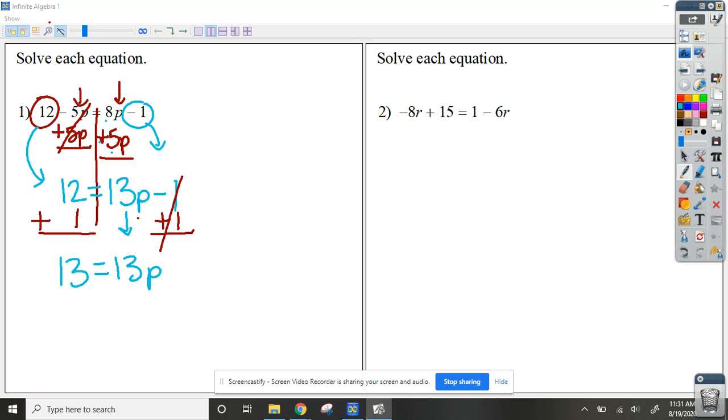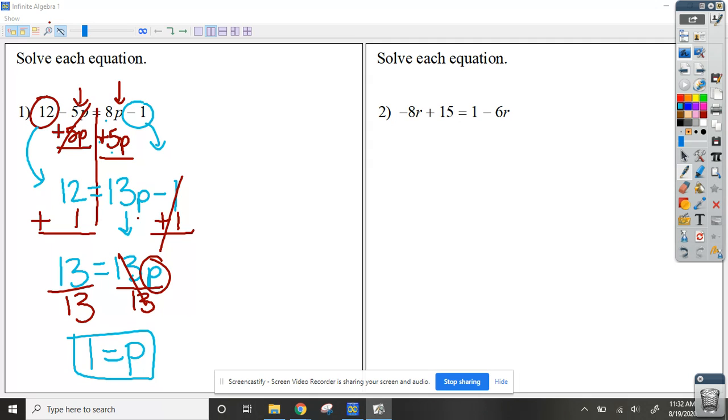My variable p is being multiplied by 13. So I am going to divide 13 away, which will cancel it and leave me with just p. But I need to divide by 13 over here as well. What is 13 divided by 13? It's 1. So p equals 1. So remember, if you see a variable on both sides, you need to cancel 1.